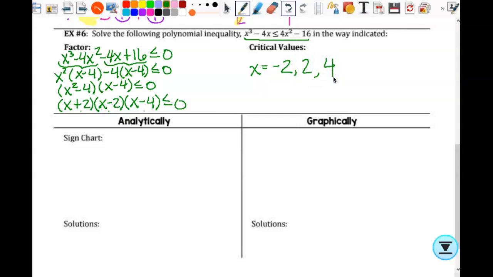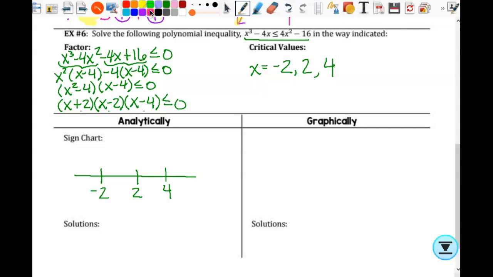Okay. And we're going to look at this analytically, which means with our sign chart. And then we're also going to look at it graphically. So here's my sign chart. I make a number line. On my number line, I have negative 2, 2, and 4. And again, I don't care about it being spaced like an actual number line, but it does have to be from least to greatest, or none of this makes any sense. So negative 2, 2, and 4. It's okay if it's not super accurate. When we graph it, we want it to be a little bit more accurate, but this is fine.